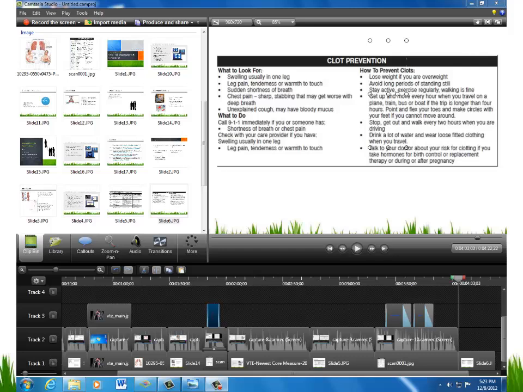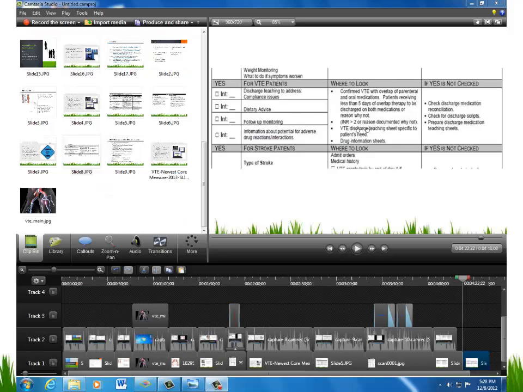The community wellness form has also been updated, and the clip you're seeing is the portion that was added to that form, and that's for every patient, and it just talks about clot prevention. The second page of the core measure checklist has been updated to include a section for patients who actually present with VTE.